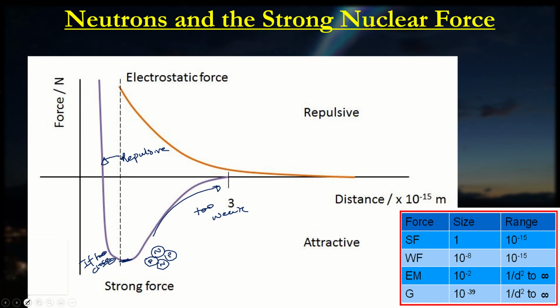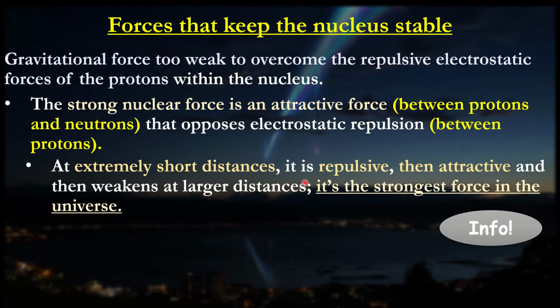Okay, so let me get my laser pointer back. This is just some handy info. The reason why the nucleus is so stable is because of this strong nuclear force of attraction between the protons and the neutrons. And that's strong enough to oppose the electrostatic repulsion between the protons.